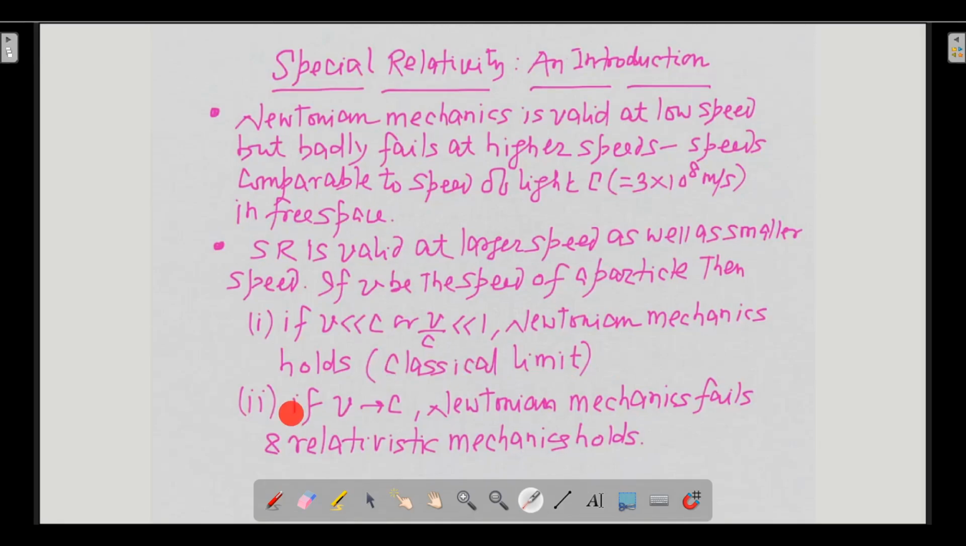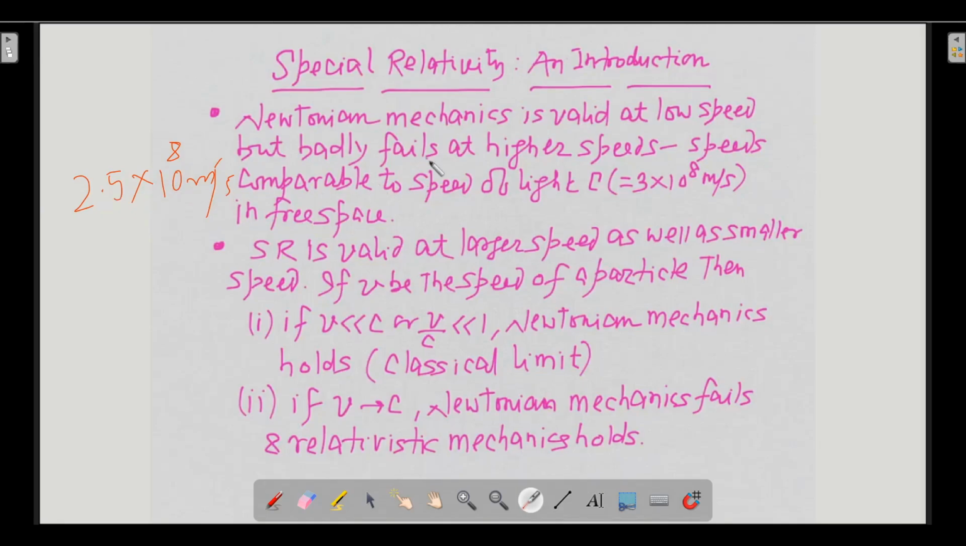But if v tends to c, this symbol simply implies that v is comparable to c. It is not ignorable as compared to c. Under such velocities, what is the example? Take 2.5 into 10 to the power 8 meter per second. Is it comparable to c or not? This is the velocity of an object.